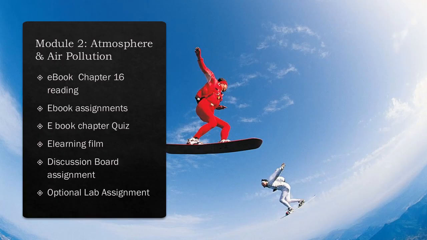The second module is on the atmosphere and air pollution. You've got a chapter in the ebook, chapter 16. It also has an ebook assignment about air pollution, and you've got the chapter quiz. So when you're reading the chapters, you've got those practice questions, but there's also a quiz on the chapter as well, which is like a little test. Then there's a film, a really cool film about the atmosphere, where you can see them doing some sky surfing, and then a discussion board assignment where you're actually going to do some research on the air quality in your area, and you're going to be posting your results on that.